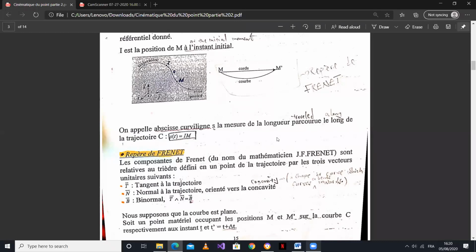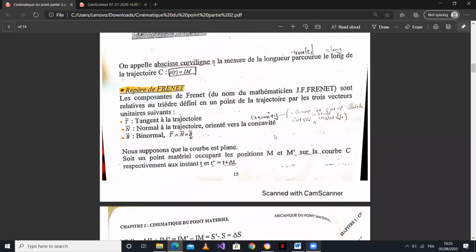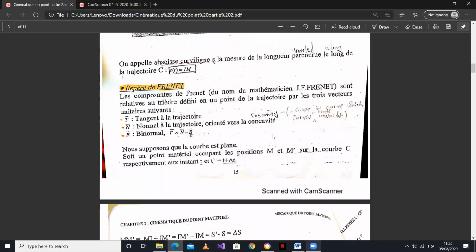Okay, good, good. Nous supposons que la courbe est plane, soit un point matériel occupant la position M et M' sur la courbe, respectivement aux instants t et t' equal to t plus delta t. Now we are studying the movement of a point M.